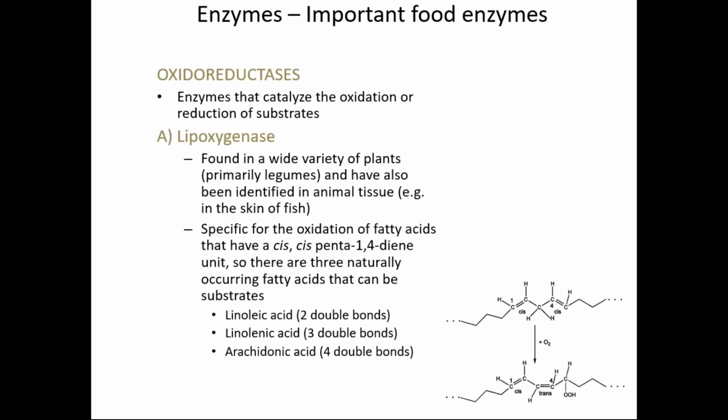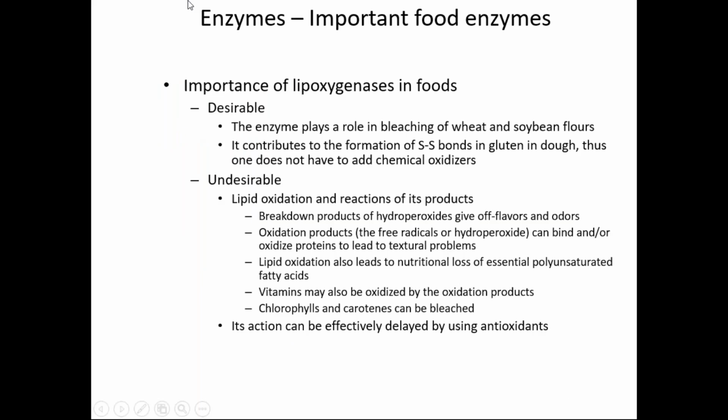Among the oxidoreductases, the lipoxygenases which are present especially in soybean are important. They are produced in a large variety of plants, and they bring about the oxidation of fatty acids to give you linoleic acid, linolenic acid, and arachidonic acid. So the desirable effect of the lipoxygenases is that they are used to bleach wheat and soybean flours. It also contributes to SS bonds.